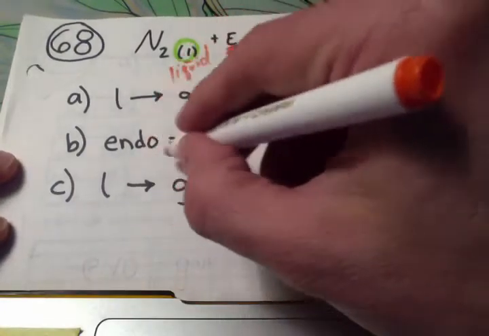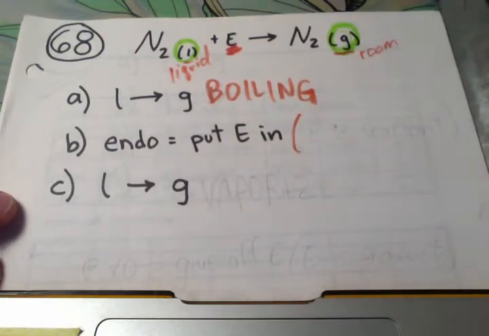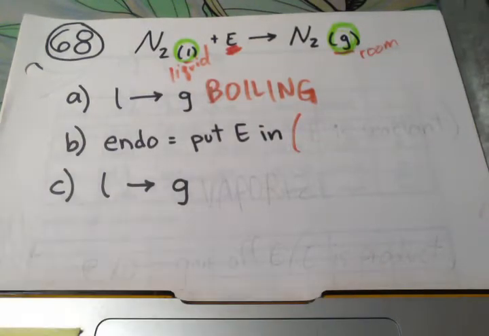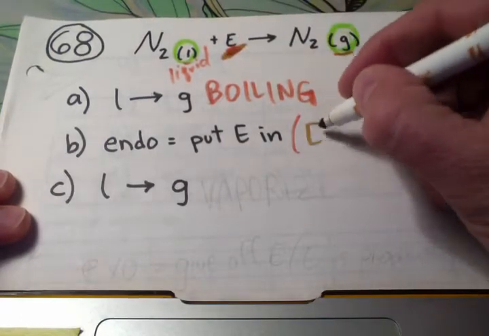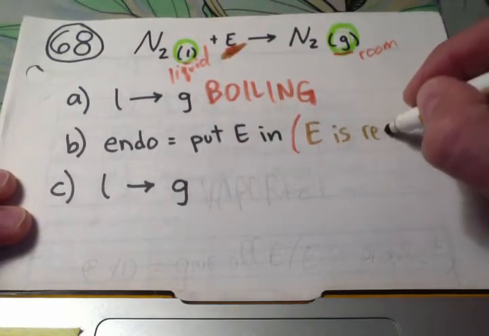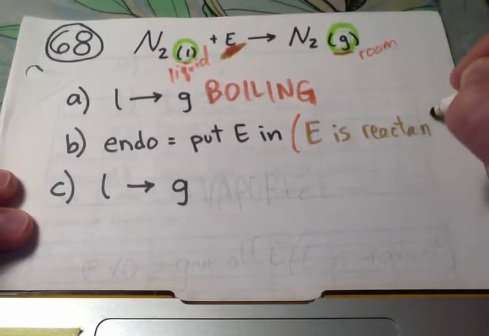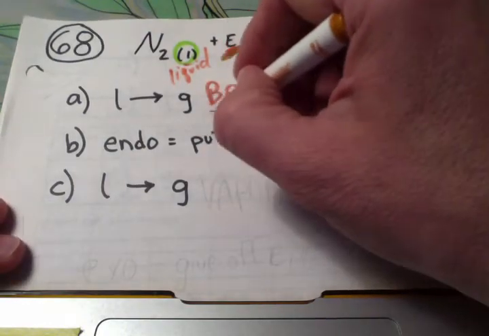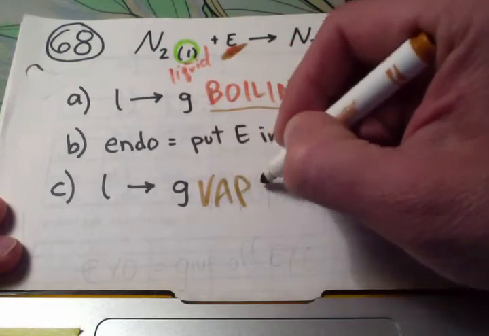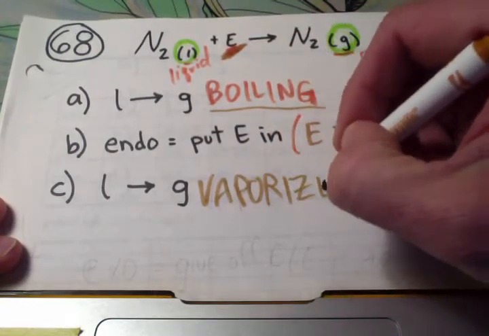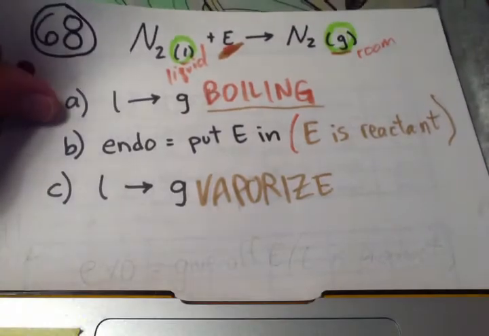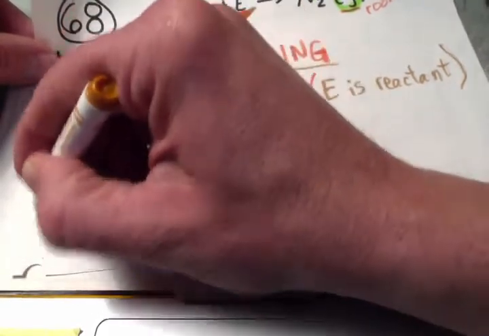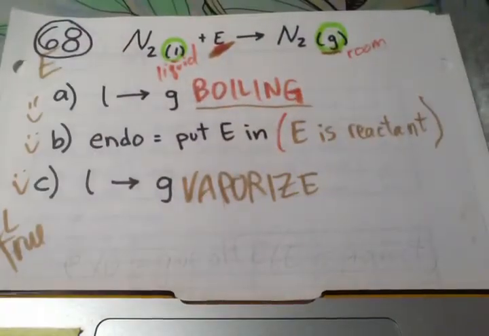Endothermic, that is adding. Another way to think of endothermic is that your energy, your E, is added. Your E is an ingredient. Your E is a reactant. Technically, boiling is vaporizing, that's fair. So what does that mean? I'm looking at that, and that to me is true, true, and true. So choice E, all of those are true.